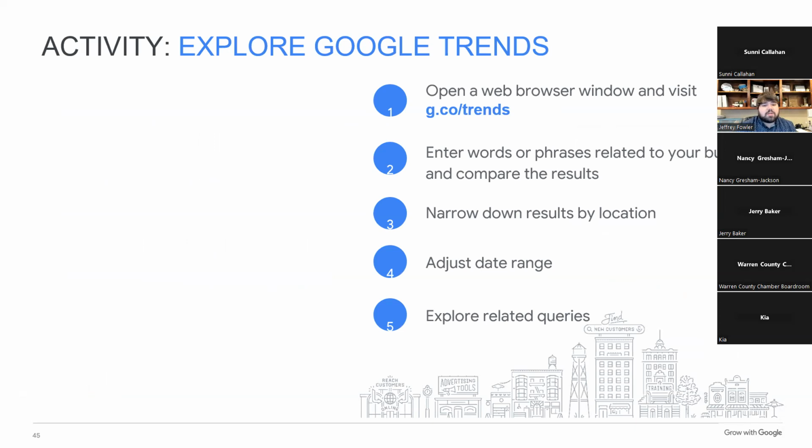You open a web browser window and you visit g.co/trends. You can enter all kinds of words and phrases. You can look for specific locations. You can adjust the date ranges, and then you can explore those queries related to that information. So, for example, if someone had a contracting business, you might search some of those terms like we talked about, local contracting company, and see what comes up and see how else you should be advertising your business.